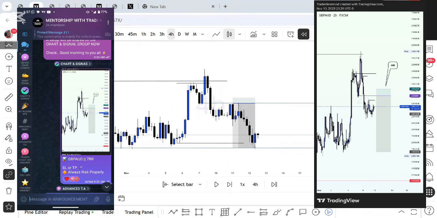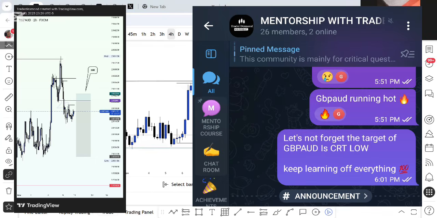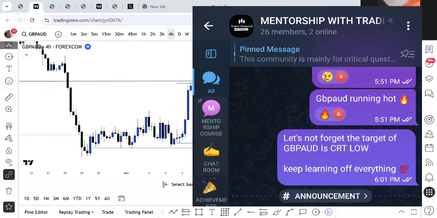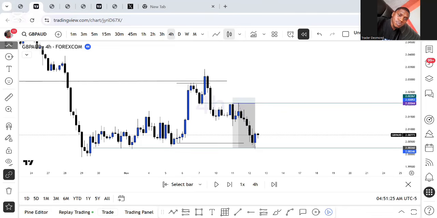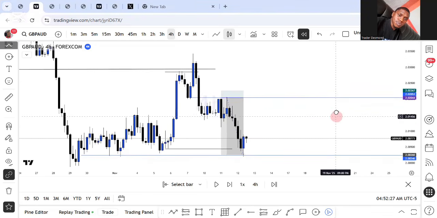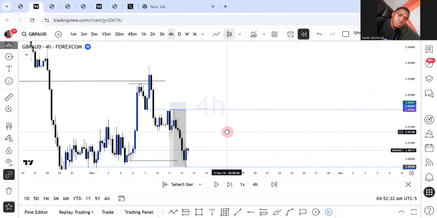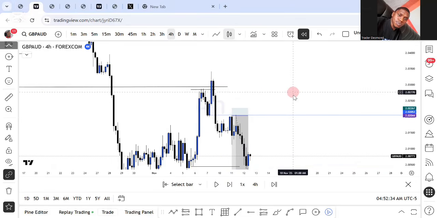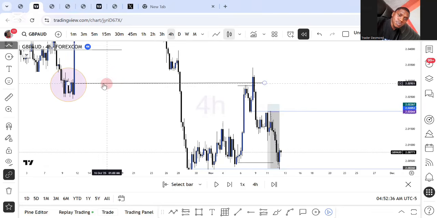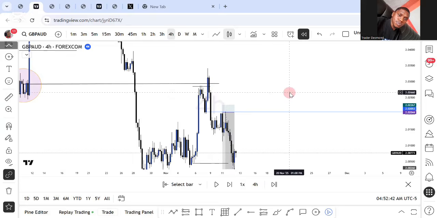So this is a particular outlook I shared. Let's not forget the target of GBP AUD is CRT low. Keep learning of everything. So this was the first trade, the outlook I shared. This is what we have here right now. I said something about how deep this guy fell, okay, let's just proceed. So we got this reaction from this leg on the daily time frame. We got a daily rejection.